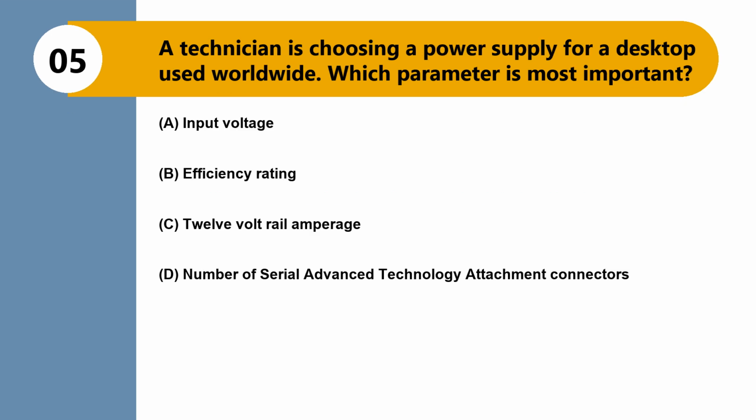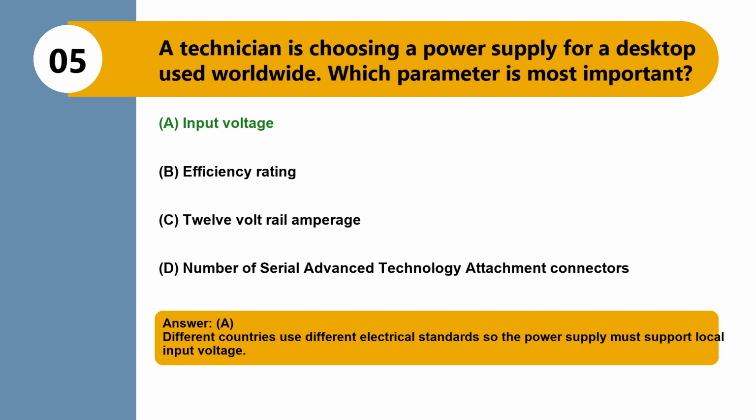Question 5. A technician is choosing a power supply for a desktop used worldwide. Which parameter is most important? Option A. Input voltage. Option B. Efficiency rating. Option C. 12-volt rail amperage. Option D. Number of serial advanced technology attachment connectors. The correct answer is option A. Input voltage. Different countries use different electrical standards, so the power supply must support local input voltage.